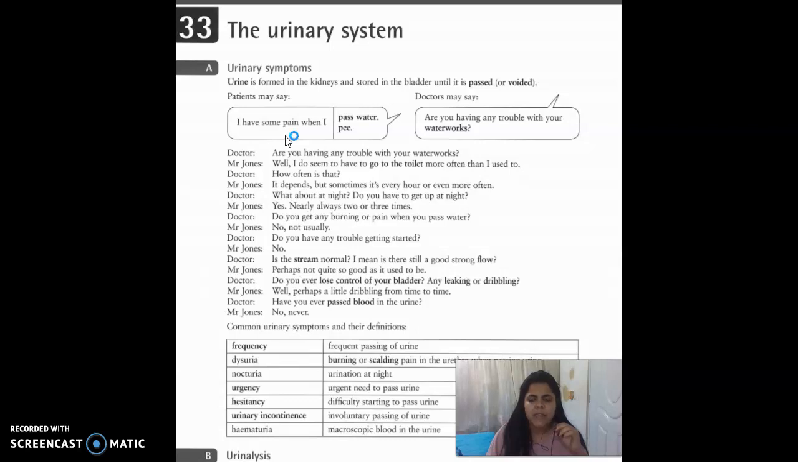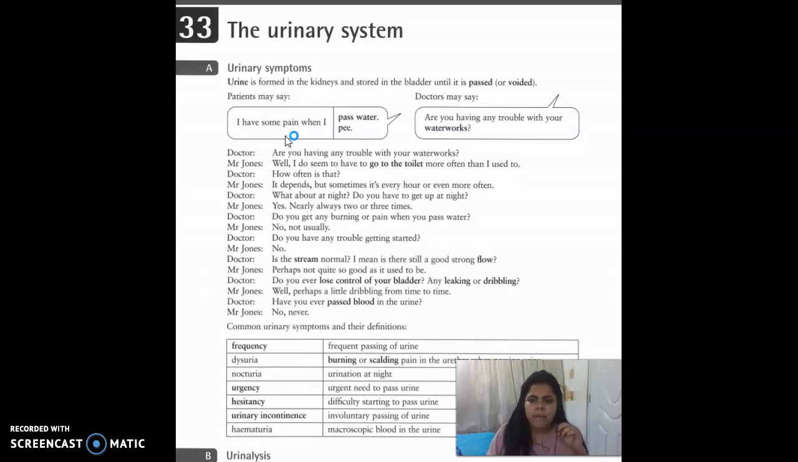Urinary system. A. Urinary symptoms. Urine is formed in the kidneys and stored in the bladder until it is passed or voided.